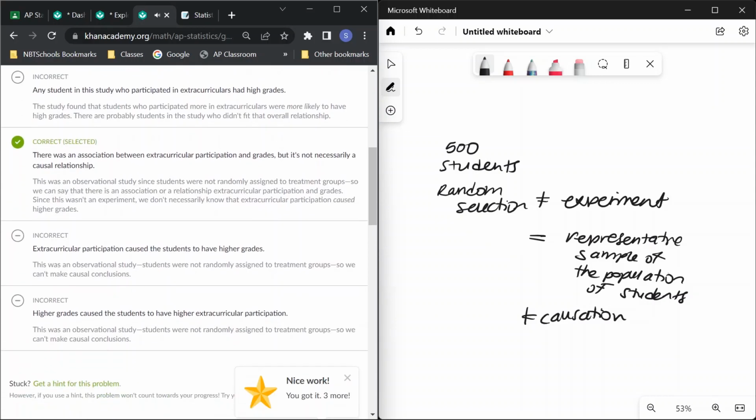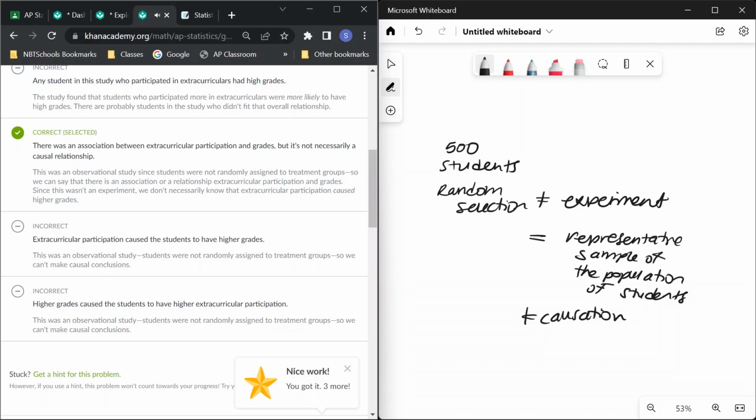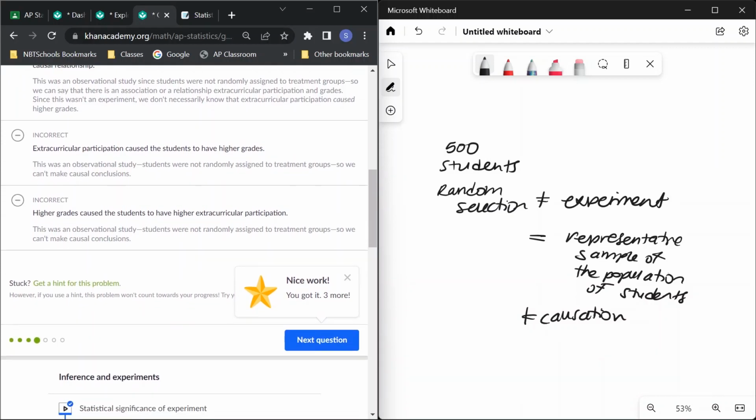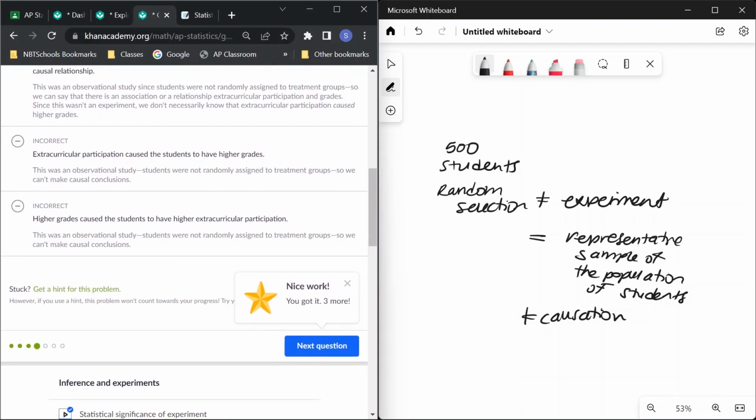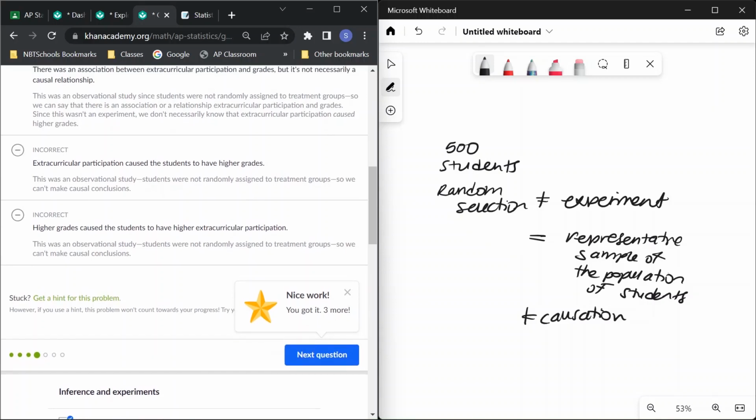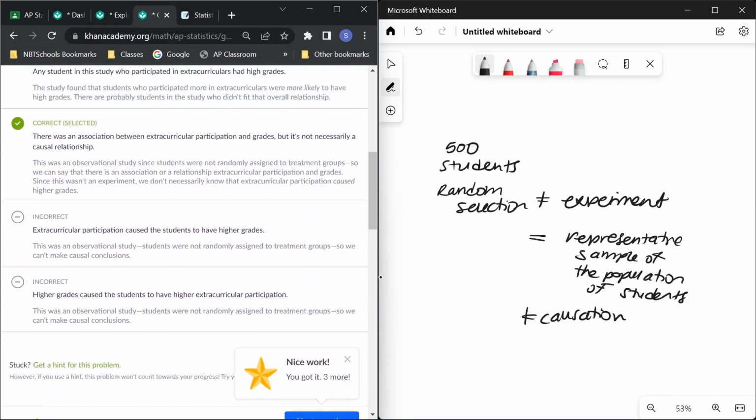Yeah. So this was an observational study since students were not randomly assigned to treatment groups. So we can say that there is an association or relationship between extracurricular participation and grades. Since this wasn't an experiment, we don't necessarily know that extracurricular participation caused higher grades. Interesting, I love it. So yes, this is an observational study.